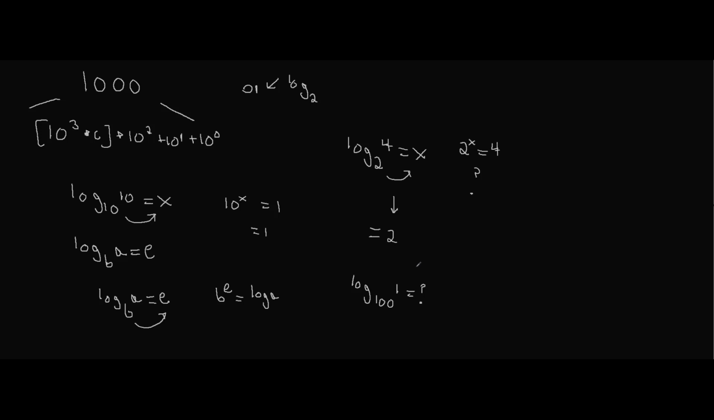Okay, so basically, we have to ask ourselves, just like last time, 100 raised to what power equals 1? And the answer to this is actually 0, because anything raised to the power of 0 equals 1.